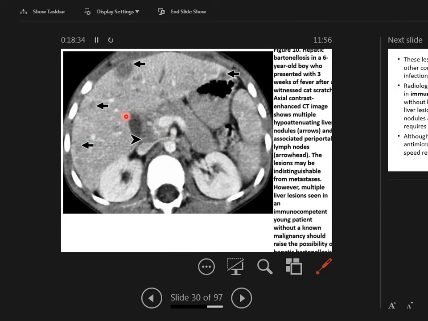This is a contrast enhanced CT scan. It can show hypoattenuating nodules scattered in the liver. So we have another differential, which is calcified or healed lesions.